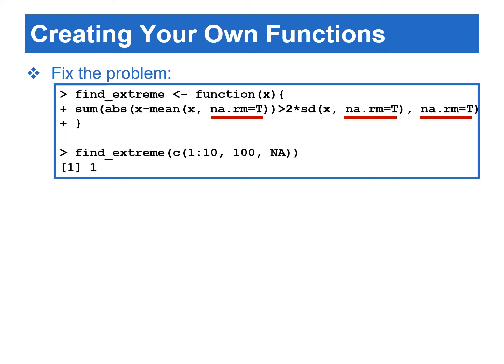Here is the corrected version of the findExtreme function. In this function, all the na.rm options are set to true for all the statistical functions.